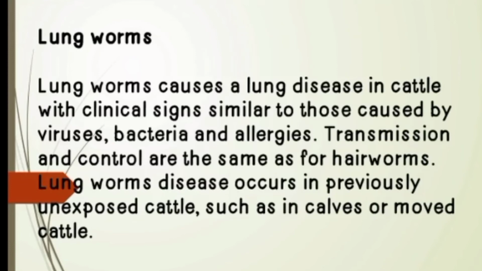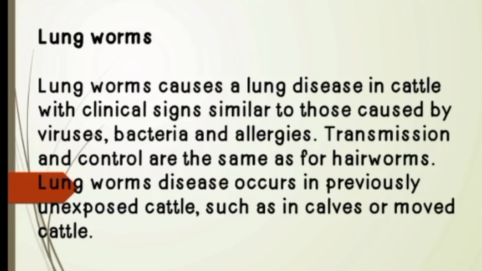Next is the lungworms. Lungworms cause a lung disease in cattle with clinical signs similar to those caused by viruses, bacteria, and allergies. Transmission and control are the same as for hairworms. Lungworm disease occurs in previously unexposed cattle, as in calves or moved cattle.